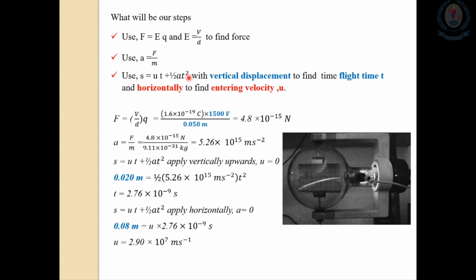When we apply it horizontally there won't be any acceleration. So this part becomes 0. So then the horizontal displacement is equal to ut. Then we can find out u.